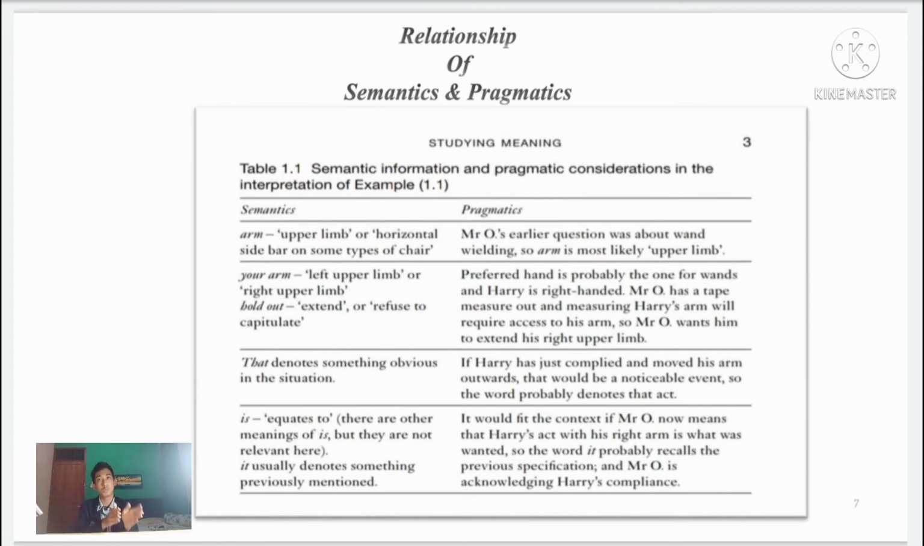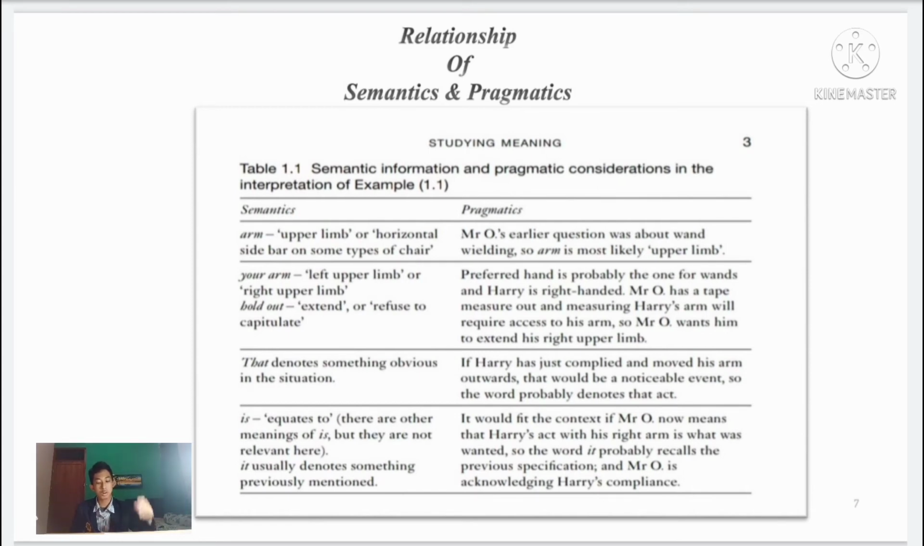For "is", it equates to, or in other words, is equal to, and for "it", it usually denotes something previously mentioned. Jadi maksudnya di sini ada satu kalimat itu "your arm, that's it." Nah sekarang, kalimatnya dipotong, ada smaller unit yang harus kita consider sebagai semantics. Jadi kita artikan dulu apa itu "arm" in general way, and then also for "your arm", "that", "is", and "it". That's for semantics. And for pragmatics, you can read it here.